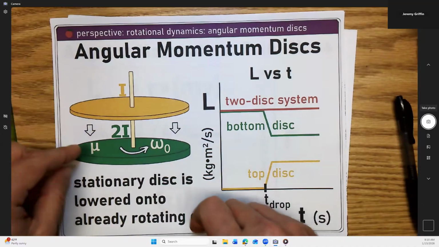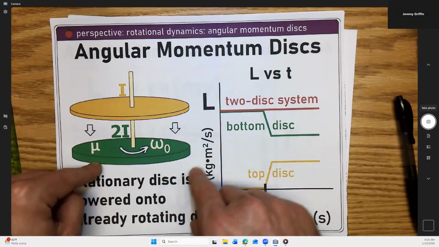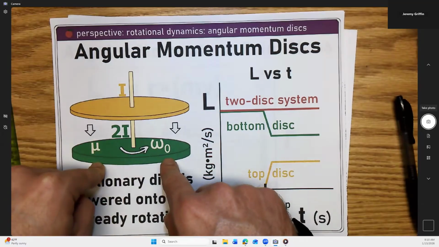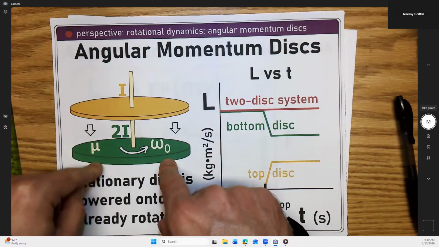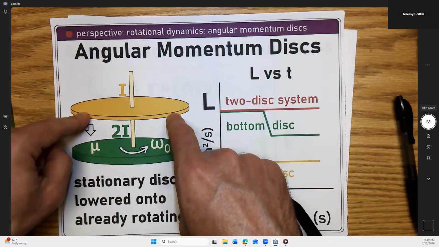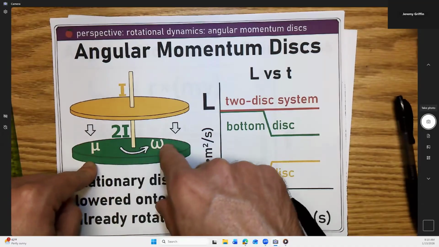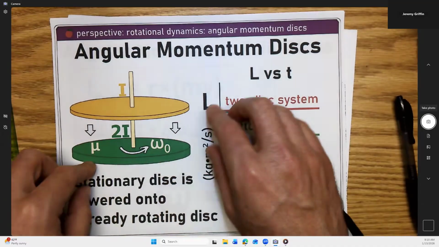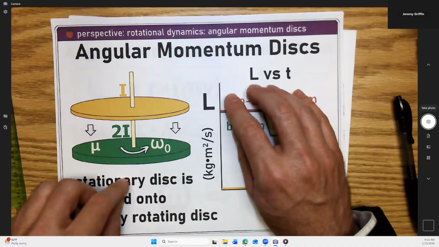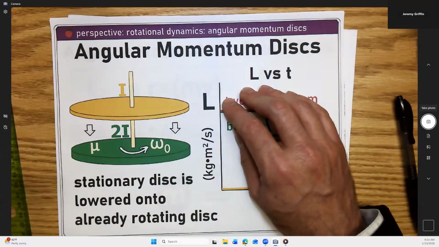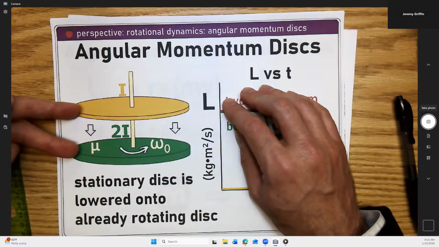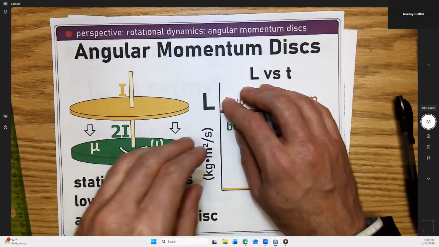Now, once they stick together, do you think that the green disc, however fast it was spinning, is going to overall slow down? Yeah, right. And this gold disc that's landing on top, it used to not be spinning at all, but it's going to stick with this one, so it's going to definitely speed up spinning. Right. But guess what the guiding principle here is? In terms of angular momentum, what happens to the overall angular momentum of the two disc system? Conserved. Aha, conserved.